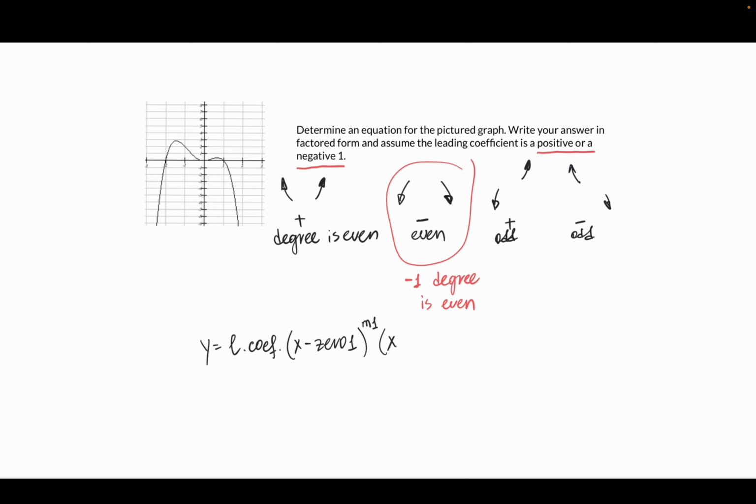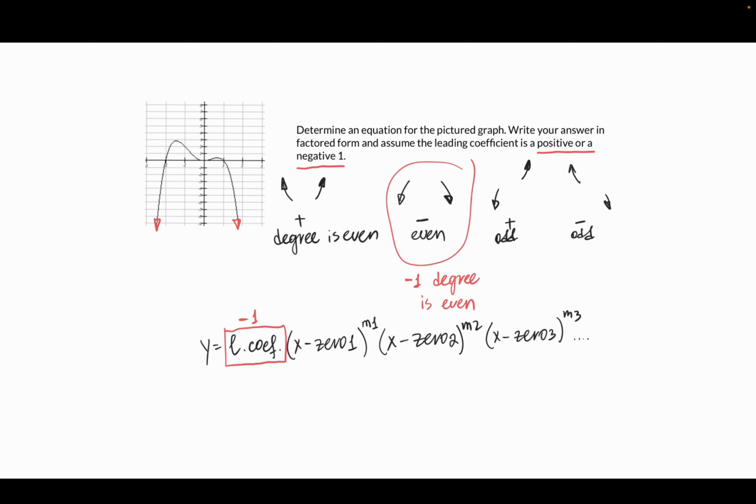Then continuing, x minus the second zero, multiplicity 2, x minus the third zero, multiplicity 3, and so on. If you have more zeros, you'll just continue with x minus z4, multiplicity 4, and so on. So we already know the leading coefficient. We have that part for the formula. This here is going to be -1 based on the end behavior: down on the right and down on the left.